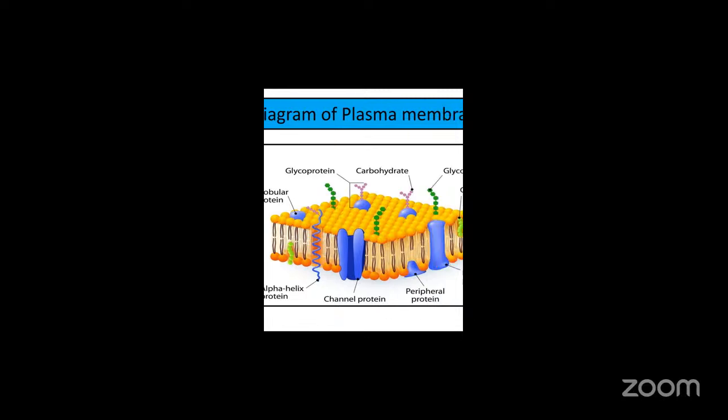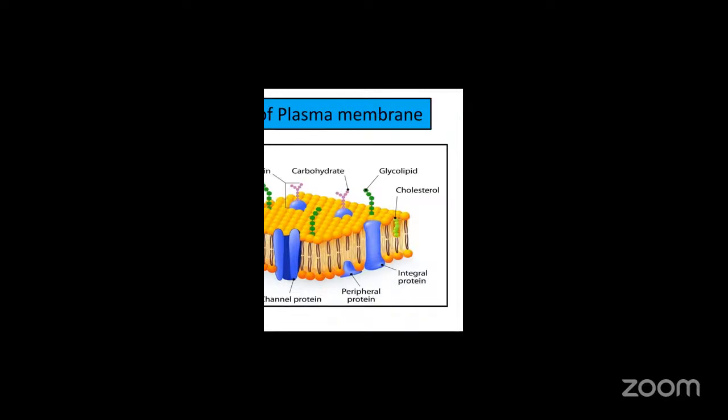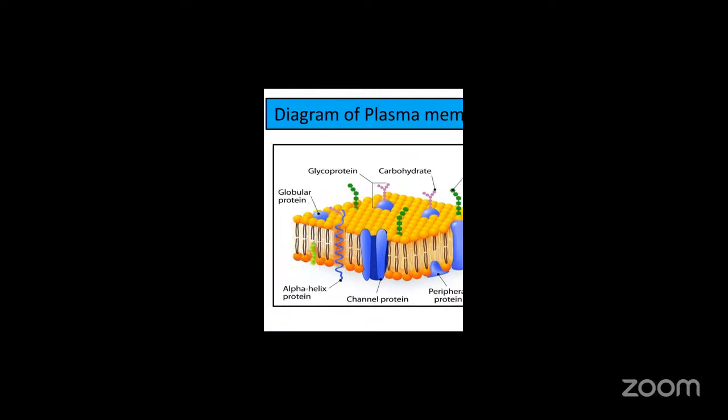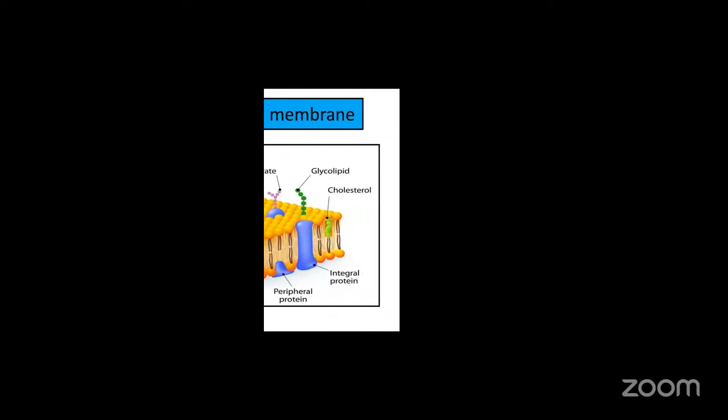So this is the channel, meaning different types of proteins, like channel protein, carrier protein, integral protein, meaning the protein which is present inside. Peripheral protein means the protein which is present outside. The lipids are also present in the form of cholesterol, glycolipid, then carbohydrate, then glycoprotein, globular protein. Okay? So this is the basic simple structure of a plasma membrane.